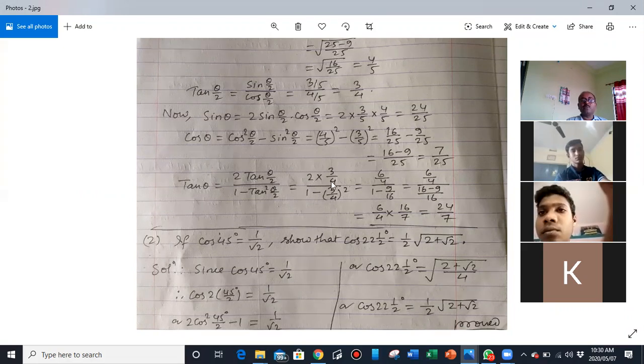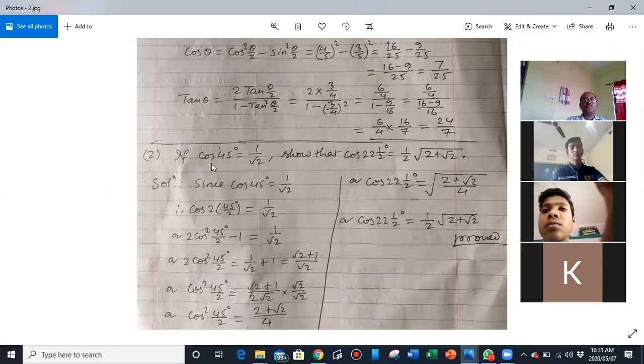2 into 3 by 4 upon 1 minus (3 by 4) whole square. If you calculate, go on calculating next step, next step, next step. 6 by 4 into 16 by 7, 4 4s are 16, 6 4s are 24 by 7. Is it? So in this way you can find sin theta, cos theta, tan theta from the given value sin theta by 2 equal to 3 by 5. Now next solution.